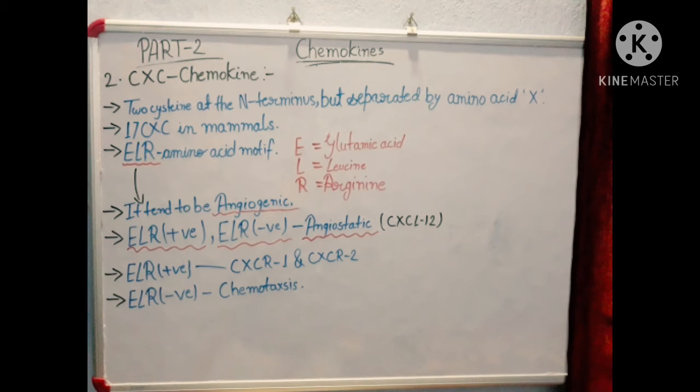Here there are two terms, that is angiogenic and angiostatic. They are important terms. Angiogenic means formation of new blood vessels from pre-existing vessels, and angiostatic is just the opposite of angiogenesis, which means it inhibits angiogenesis.